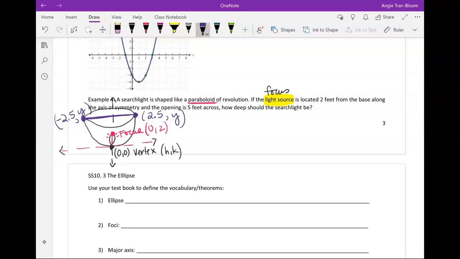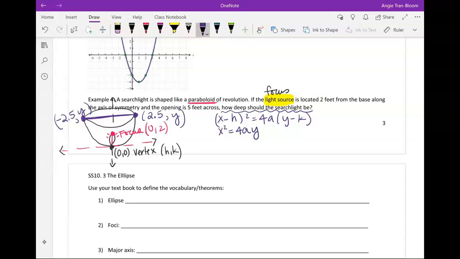So now what is it looking for? It says, how deep should the searchlight be? How deep means I'm looking for the height of this searchlight. I'm looking for the height means I'm looking for the y value. Since it opens up and the vertex, let's put it back into the formula of a parabola. Opens up meaning that your formula is x minus h quantity squared equals 4a times y minus k. Well, h and k are both 0 because the vertex is at 0, so x squared equals 4a times y since k is also 0. If I can find y, then that would be my answer.